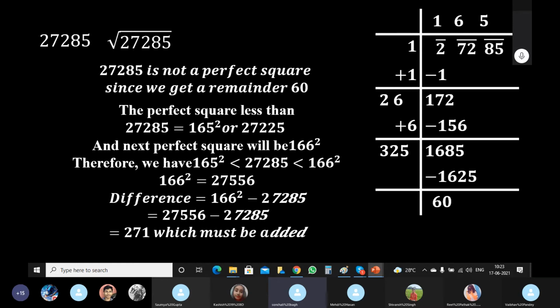I'm clear. Should I repeat what we have done? Ma'am, please repeat it. From where did you not understand? Ma'am, the perfect square less than 27285, from the second line. Okay, see.